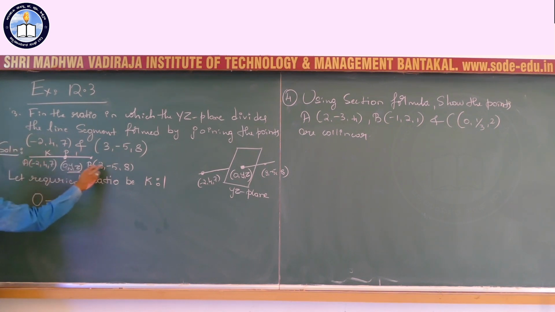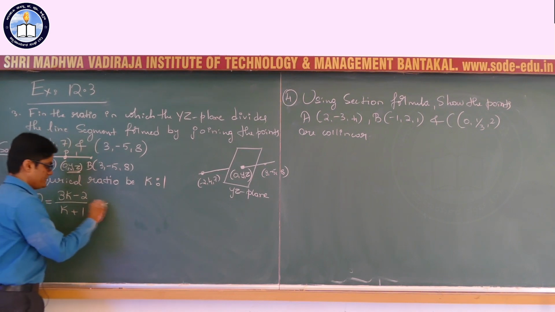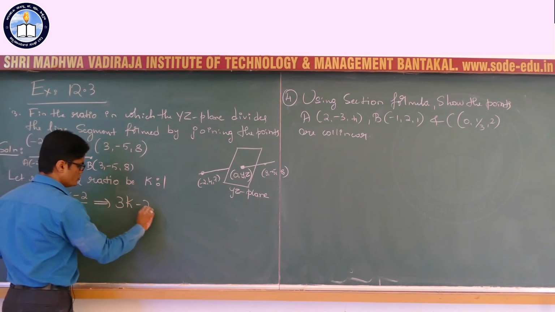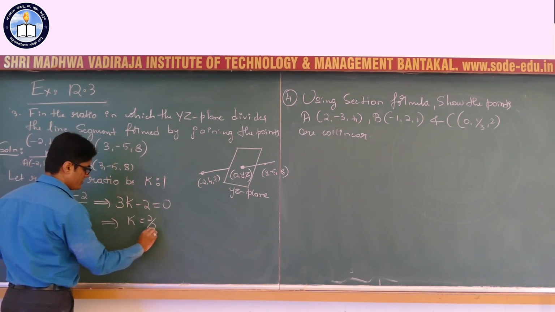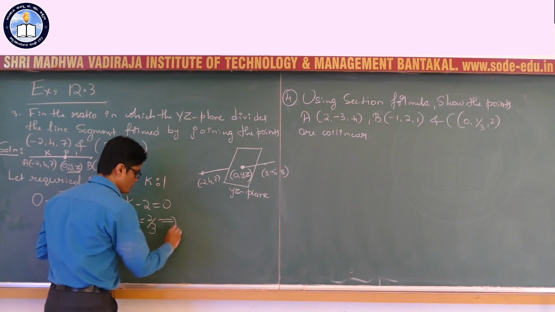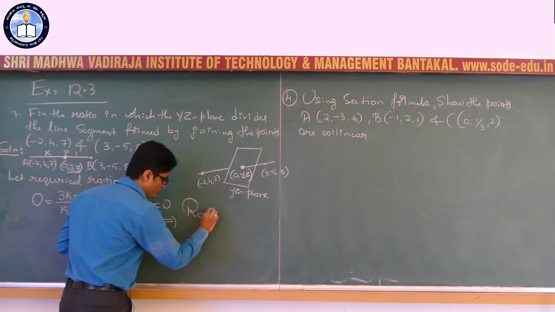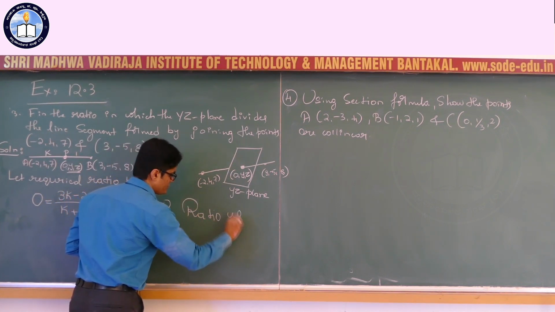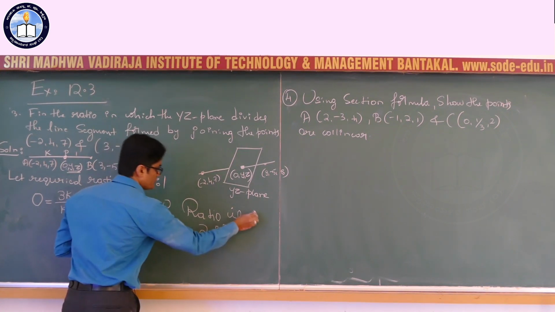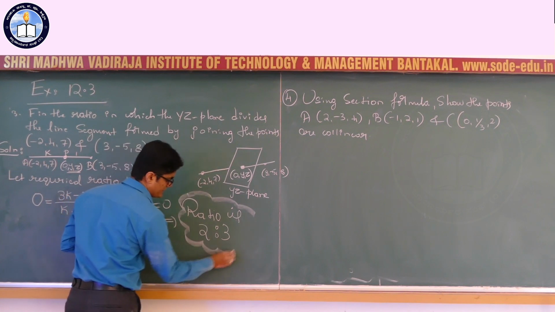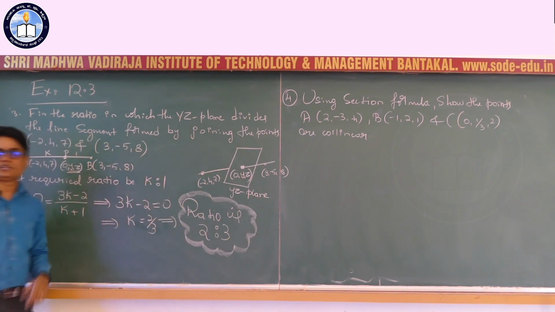Okay, k into 3, as I told you earlier, cross multiplication, minus 2 by k plus 1. Understood? So this implies 3k minus 2 equal to 0. So this implies k is equal to 2 by 3. Therefore, what is the ratio? Therefore, required ratio is k is to 1, that becomes 2 is to 3. So this is our final answer. So required ratio is 2 is to 3.